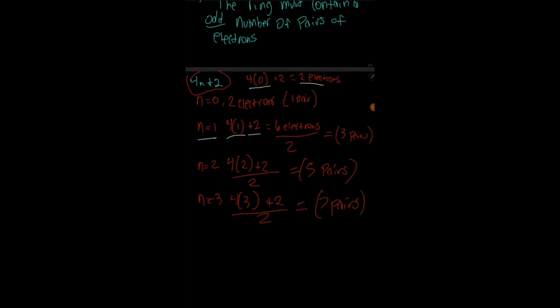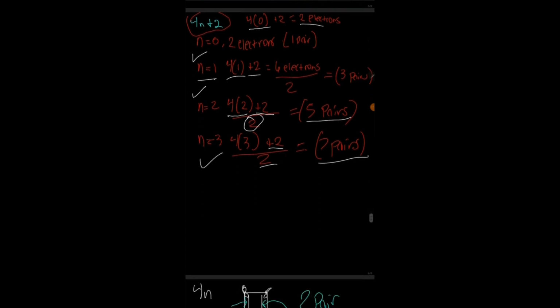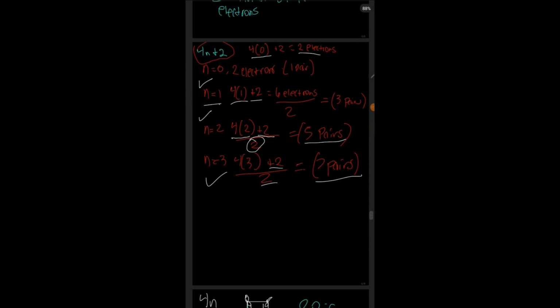n equals 2. 4 times 2 is 8, plus 2, we got the 10. Divided by our 2 down here, that gives us 5 pairs. 5 is an odd number, aromatic. So, boom, aromatic. n equals 3. 4 times 3, 12, plus 2, 14. Divided by 2, we get 7 pairs. 7 is an odd number, aromatic. And you can go on and on and on.